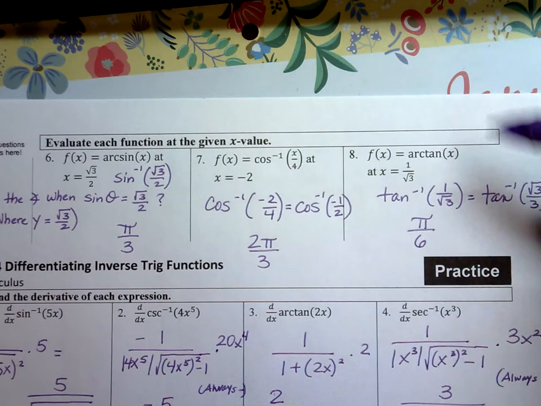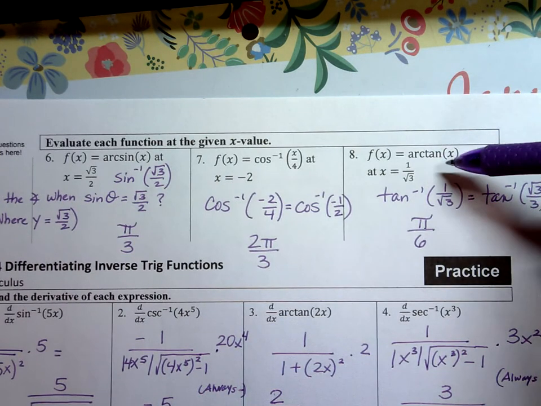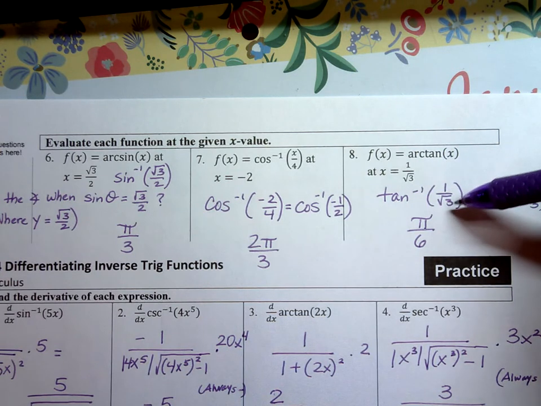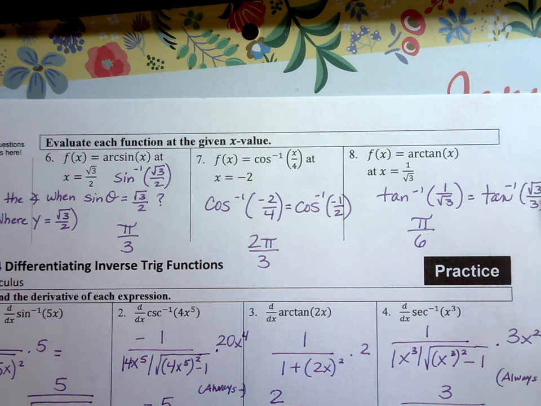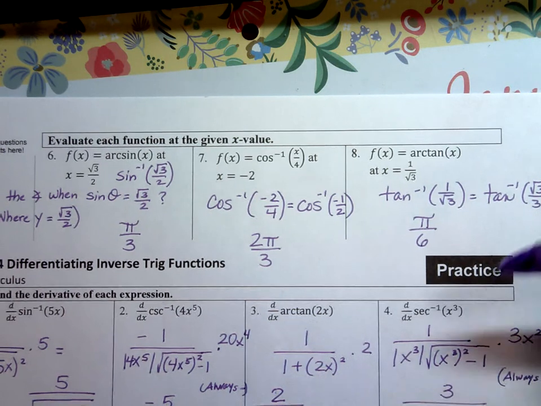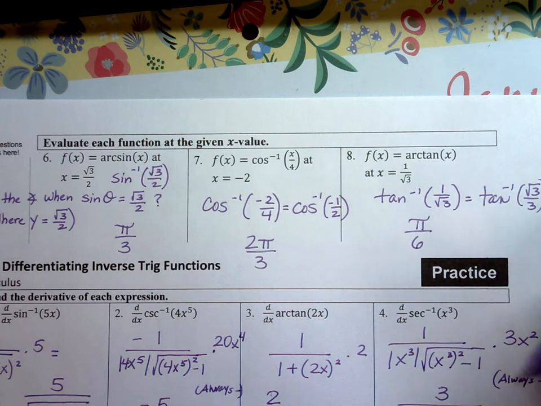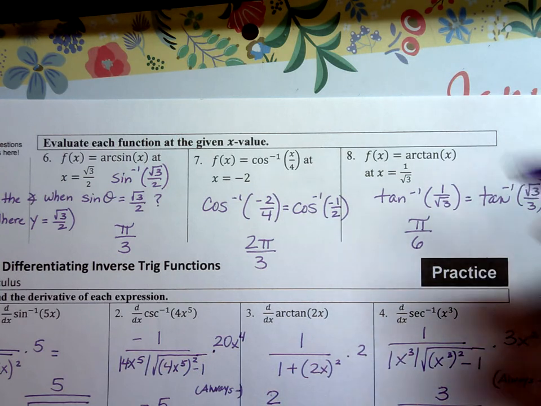Same thing kind of goes here. I want to know where is the tangent 1 over the square root of 3. Well, tangent has to be in first or fourth quadrants, so you're looking in those two locations. 1 over the square root of 3 is the same thing as the square root of 3 over 3, and so you want to know where that happens, and that happens at pi over 6. And they were all of the example problems.